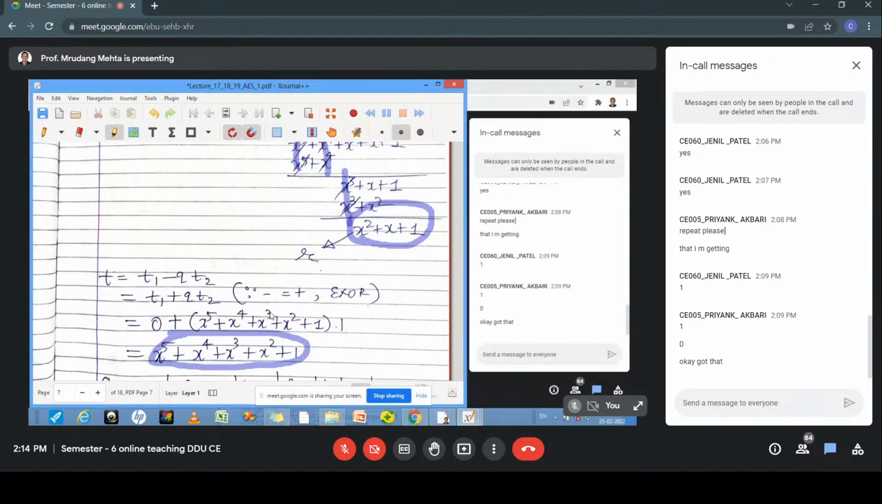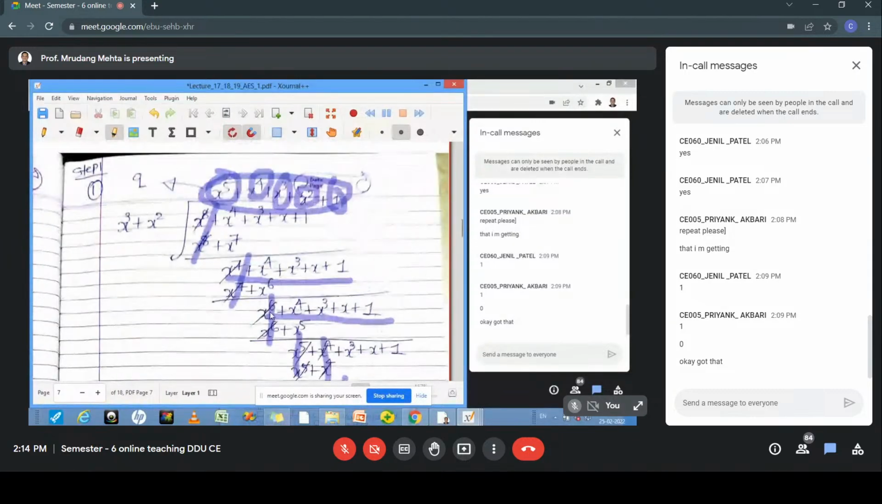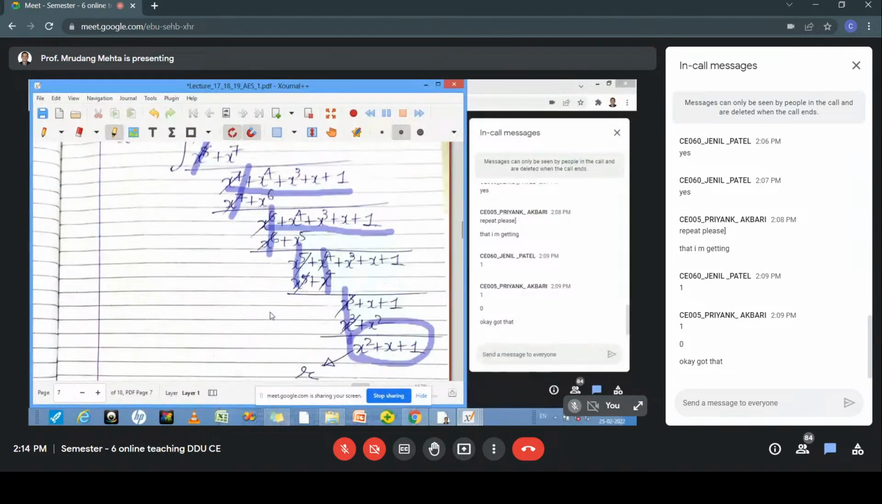If this first step is clear, you can easily do the second step. What becomes R1? Please tell me. R1, you can see here. What will be the R1?